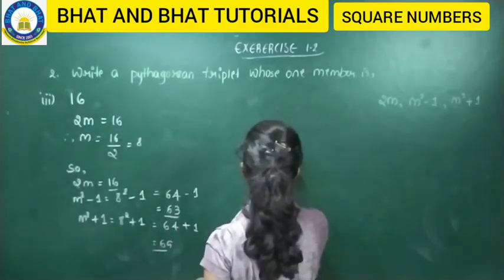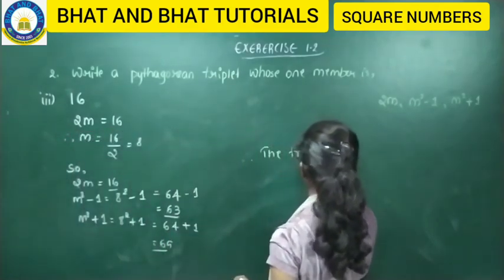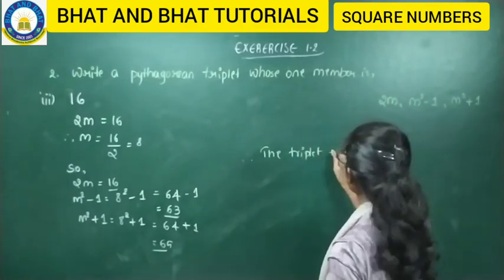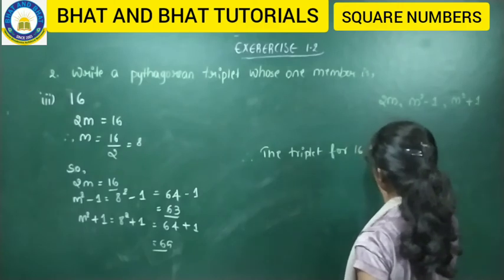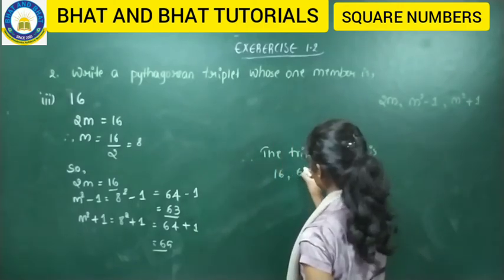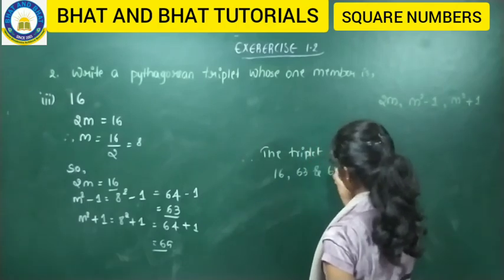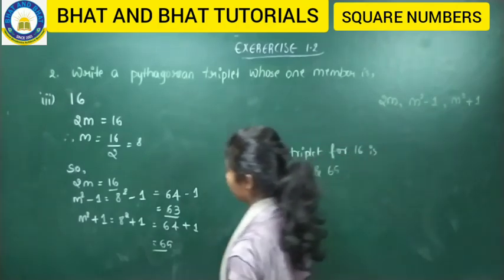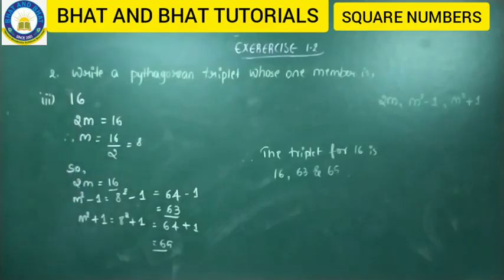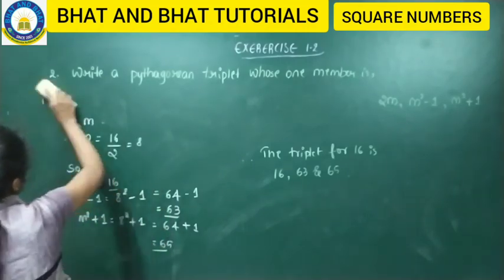Therefore, the triplet for what is the number? 16. 16 is, so first number is 16, second number is 63, third number is 65. So now you can copy down this. Copy down. Okay. So fine, we hope you all copied this. We'll just move on to the last question.